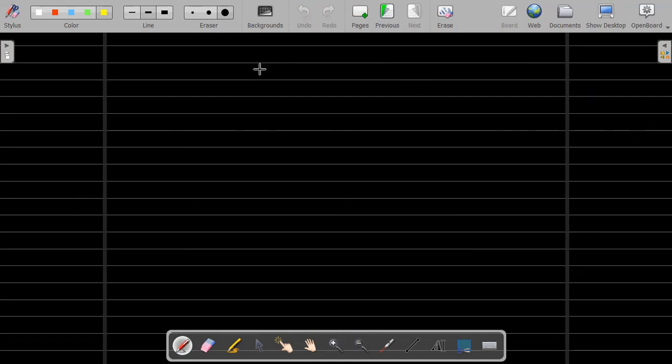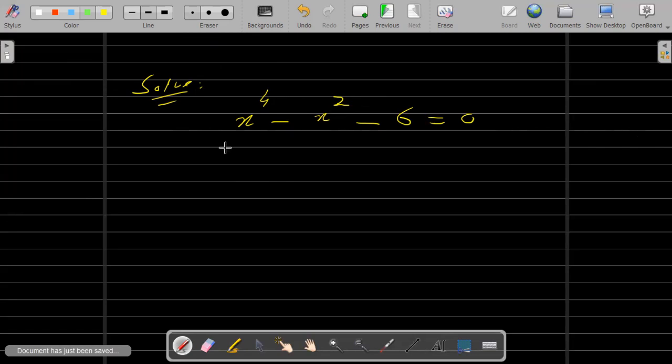Okay. Sometimes he asks to solve this one. Here we cannot apply the quadratic formula because this is not a quadratic equation. In a quadratic equation, there must always be x and x square. But we can call this a disguised equation. Here we can convert it into a quadratic equation.